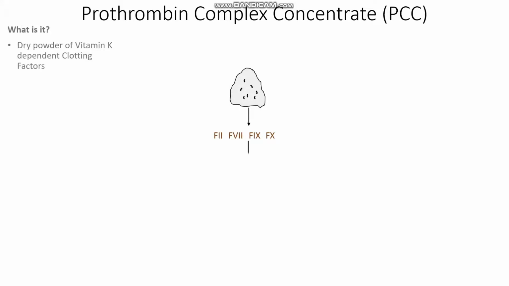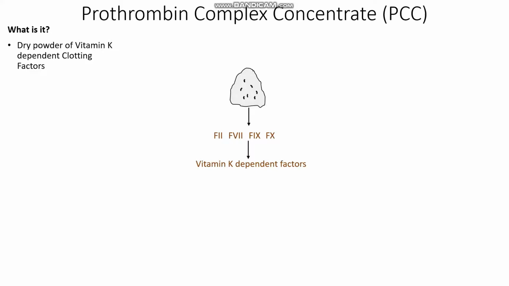Another blood product that I wanted to discuss is Prothrombin Complex Concentrate, or PCC. So what is PCC? Well, unlike all of the other products that we've seen so far, this is actually a powder that we can make into a solution and give IV. So what's actually in this powder? Well, it contains the clotting factors 2, 7, 9, and 10, also known as the vitamin K dependent clotting factors. So essentially it's a dry powder containing all of the vitamin K dependent factors.